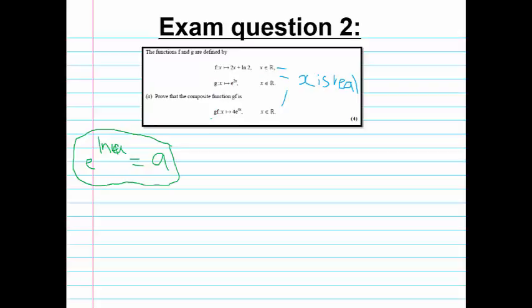So, gf of x. Alright, so first you will have to do f of x, which they tell you is 2x plus ln 2. ln is a log of base e. But anyways, now you have to put this into g. So this becomes, put that instead of the input. They told you it will become e to double that.